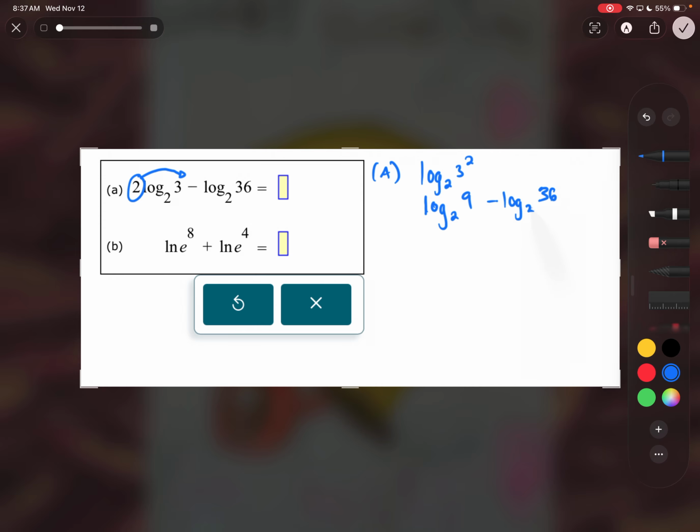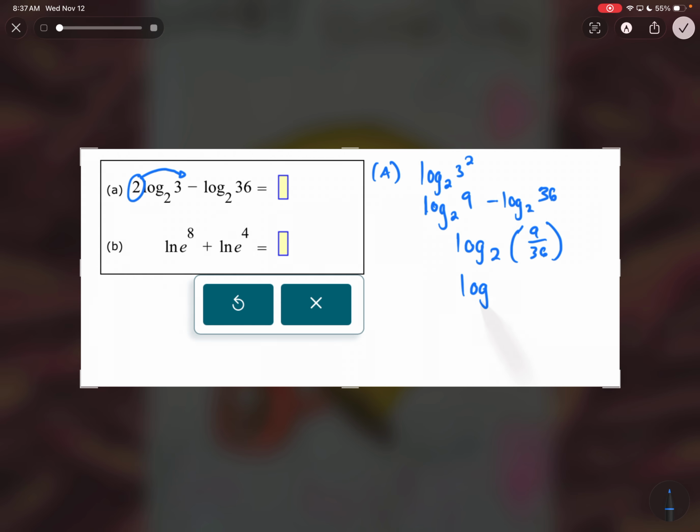And this is saying 2 to what power is 36. So I can't solve either of these right now. But the subtraction right there means that I can rewrite it as a division problem and do 9 over 36. And then I have log base 2 of 1/4.